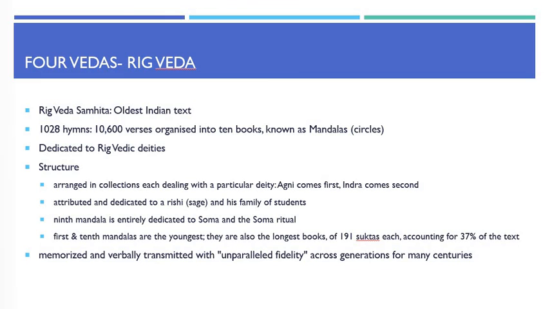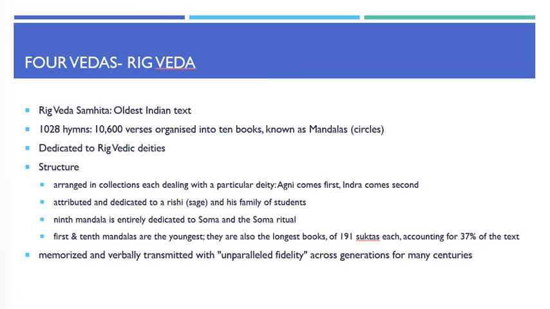Each book of the Rig Veda is attributed and dedicated to a rishi or sage and his family of students. The 9th mandala is entirely dedicated to Soma and the Soma ritual. The 1st and 10th mandalas are the youngest. They are also the longest books of 191 suktas each, accounting for 37% of the text. Rig Veda was memorized and verbally transmitted with near unparalleled fidelity across generations for many centuries.